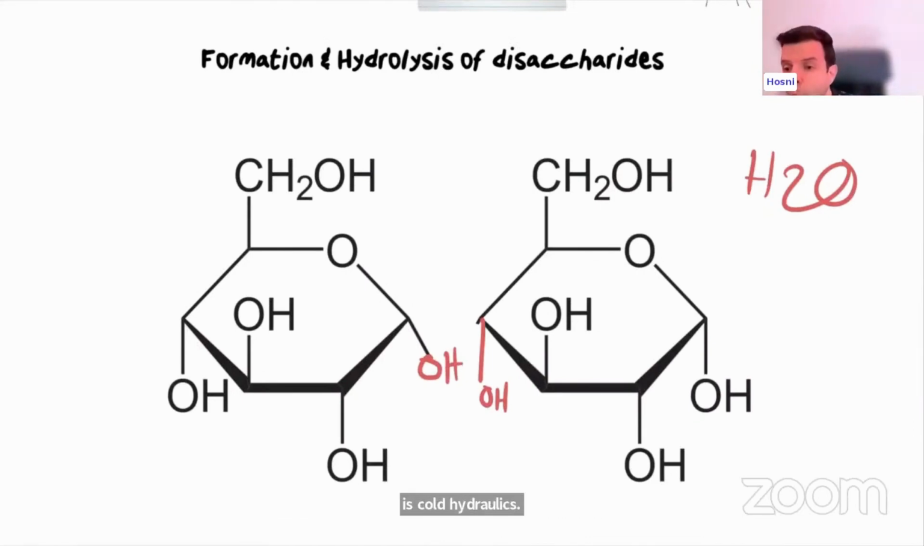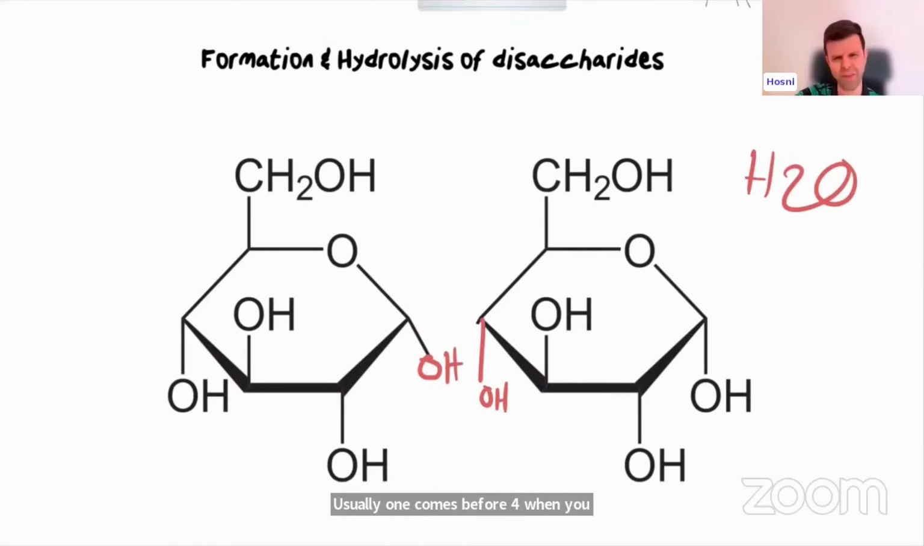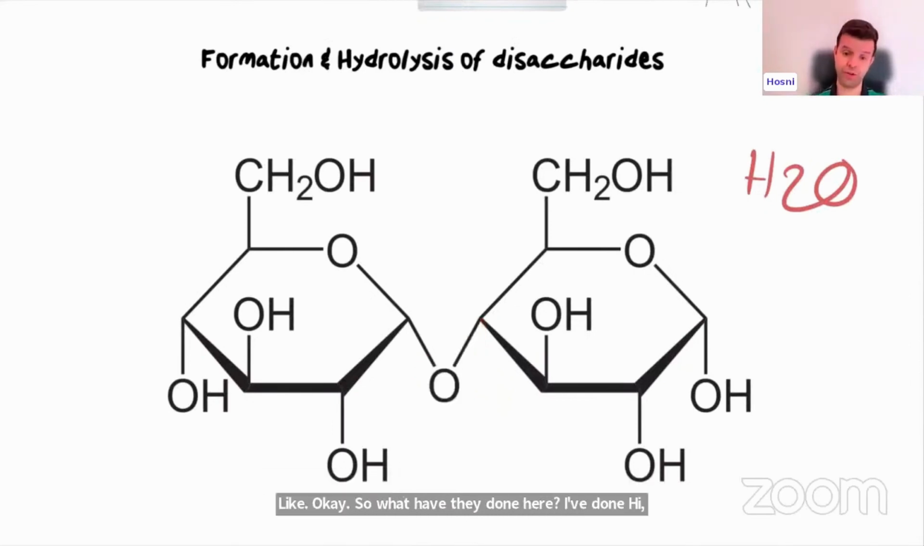Usually we say 1,4 glycosidic, right? It doesn't make sense to say 4-1. Usually 1 comes before 4 when you count. So I say 1,4 glycosidic bond. Okay. So what have I done here? I've done hydrolysis. Let's just show you this one more time.